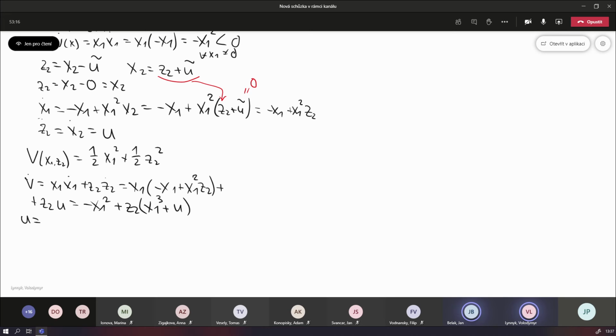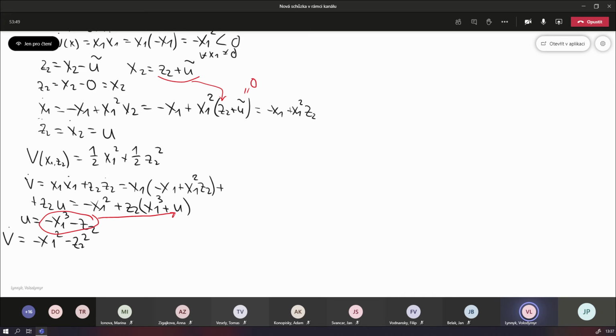For example, negative x1 to the third power minus z2. Exactly. When we put this u, then v dot equals minus x1 squared minus z2 squared. And we put this control here.